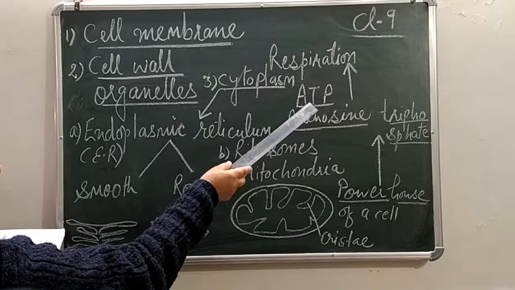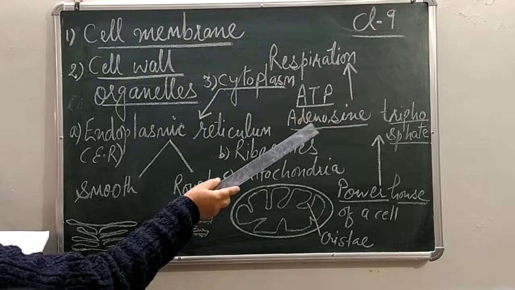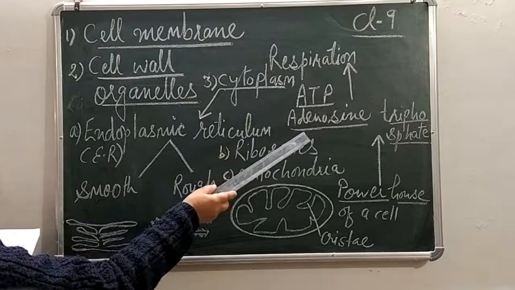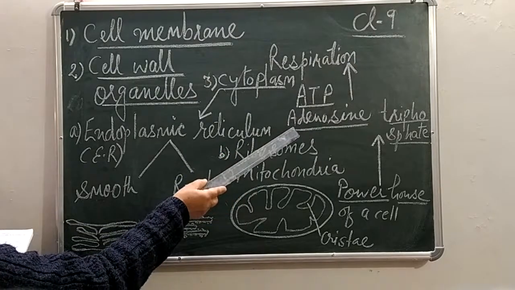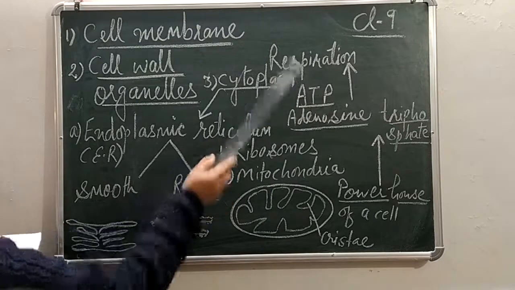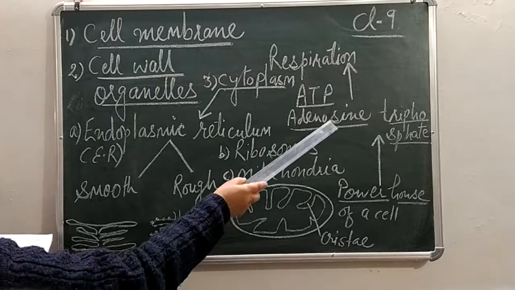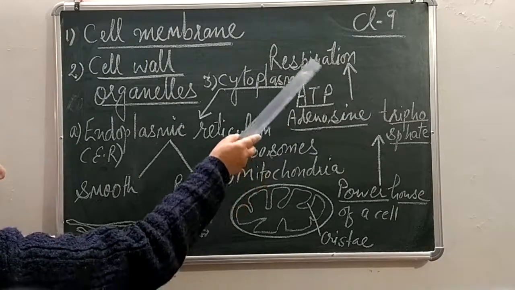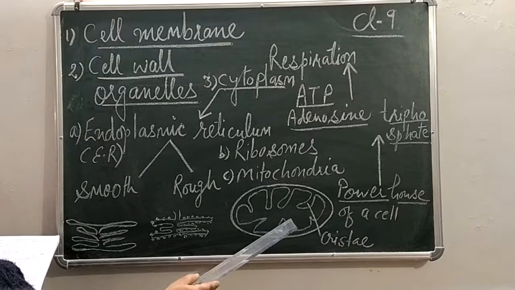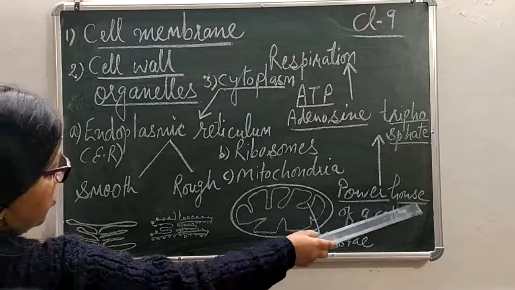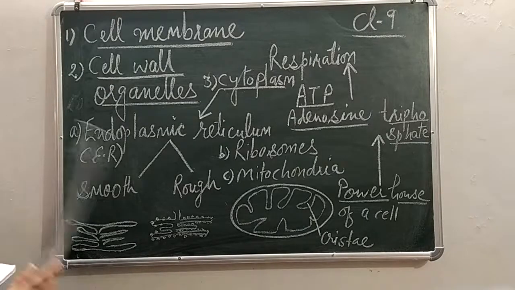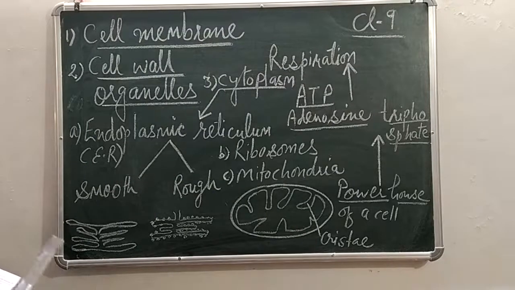Very important, children. ATP is also known as adenosine triphosphate. You should know the full form. Adenosine triphosphate is also known as the currency of a cell. Why currency of a cell? Because the energy released during respiration inside mitochondria is stored in the form of ATP molecules. Because energy is stored in ATP molecules in mitochondria, mitochondria is also known as the powerhouse of a cell. So mitochondria is a very important organelle of a cell. In my next video, I will explain the other organelles.